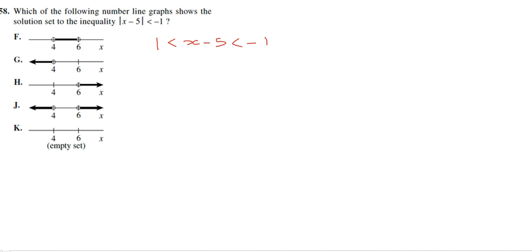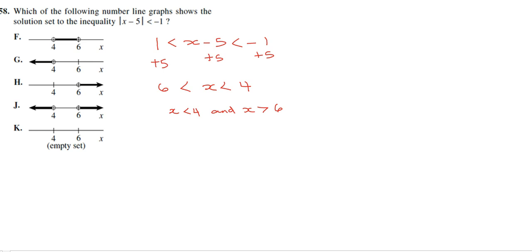What you want to do here is try to solve this inequality and see which of the following line graphs has the solution set. So I'm going to add 5 to all sides. So we have 6 less than x less than 4. So what we're told here is that we're looking for a number such that x is less than 4 and x is greater than 6.